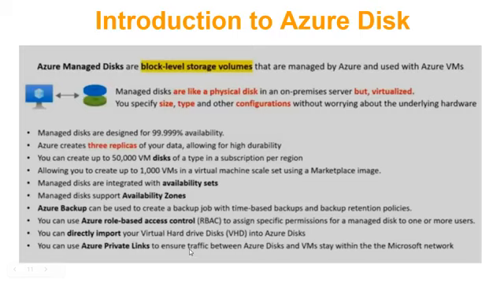Whenever you have a virtual hard disk on premise, you can directly import that virtual hard disk into Azure Disk. And you can also use Azure private links to ensure traffic between Azure Disk and VMs stays within the Microsoft network. In a Microsoft network, you will have multiple Azure VMs and Azure Disks. To secure the traffic between Azure Disk and VMs, you can use private links.